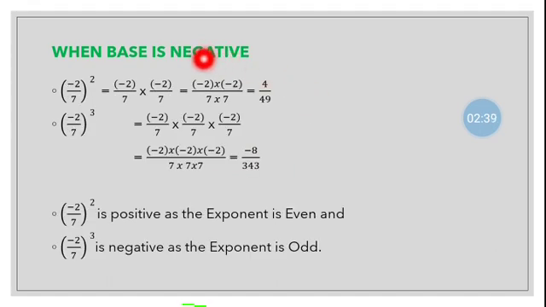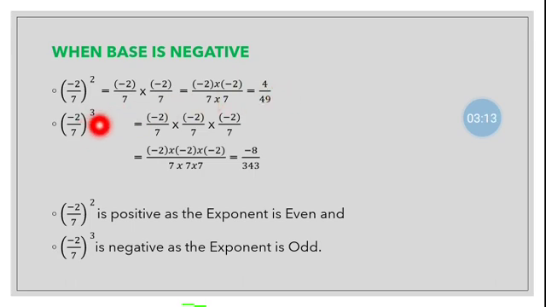When base is negative: minus 2 upon 7 the whole raised to the power 2, we have to multiply minus 2 upon 7 how many times? 2 times. So minus 2 upon 7 into minus 2 upon 7, which equals minus 2 into minus 2 upon 7 into 7. Minus minus becomes plus, 2 2 is 4, upon 7 into 7, which is 49.